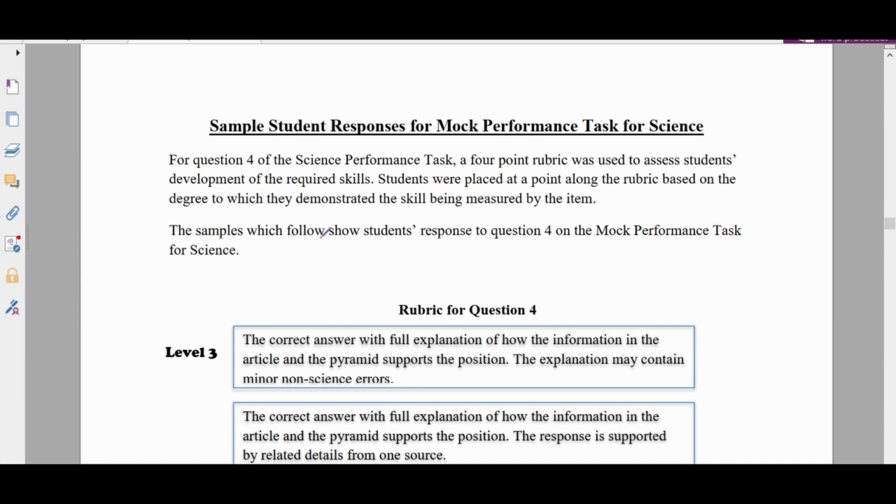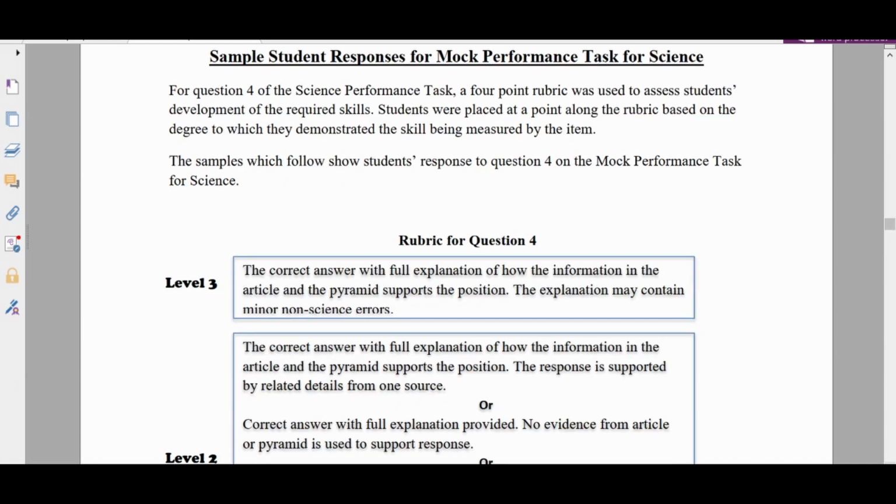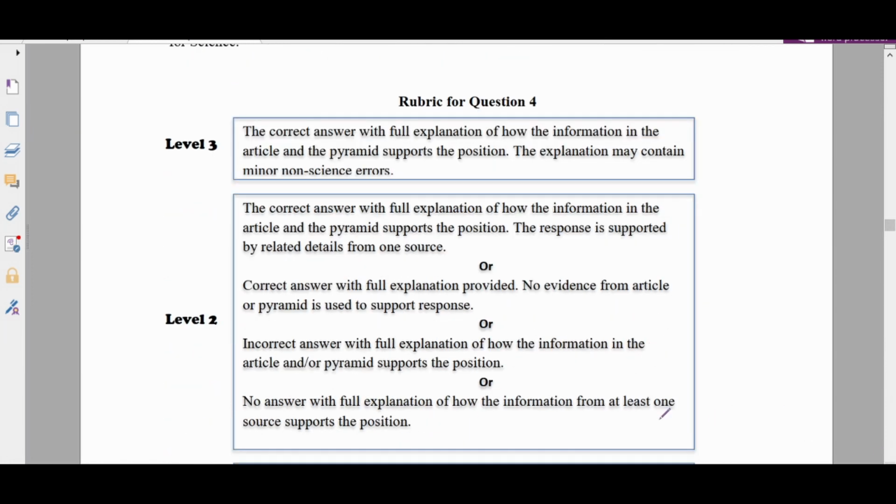The sample which follows shows students' response to question 4 on the mock PT for science. Rubric for question 4, level 3. The correct answer with full explanation of how the information in the article and the pyramid support the position. The explanation may contain minor non-scientific errors. For the most part, let us strive to have no errors. And that's level 3. So it's basically perfection.